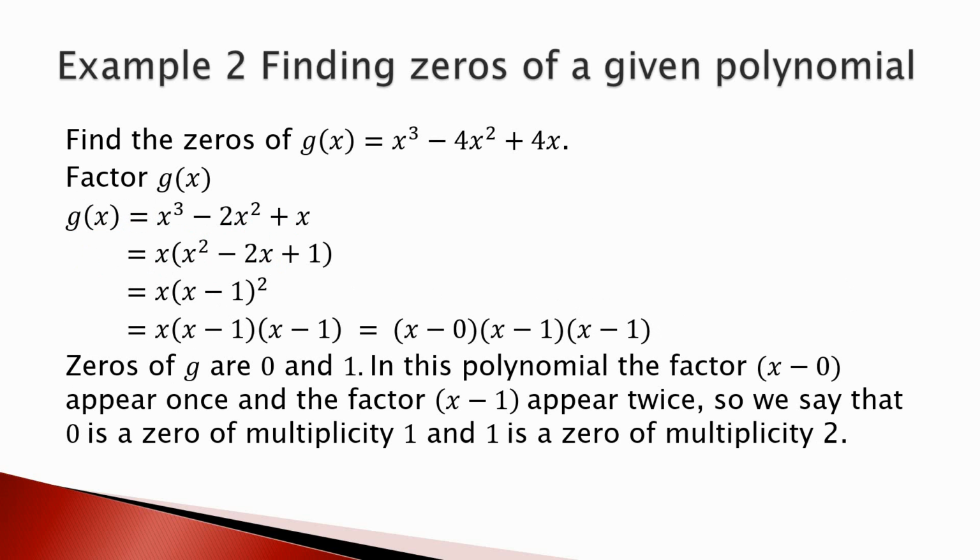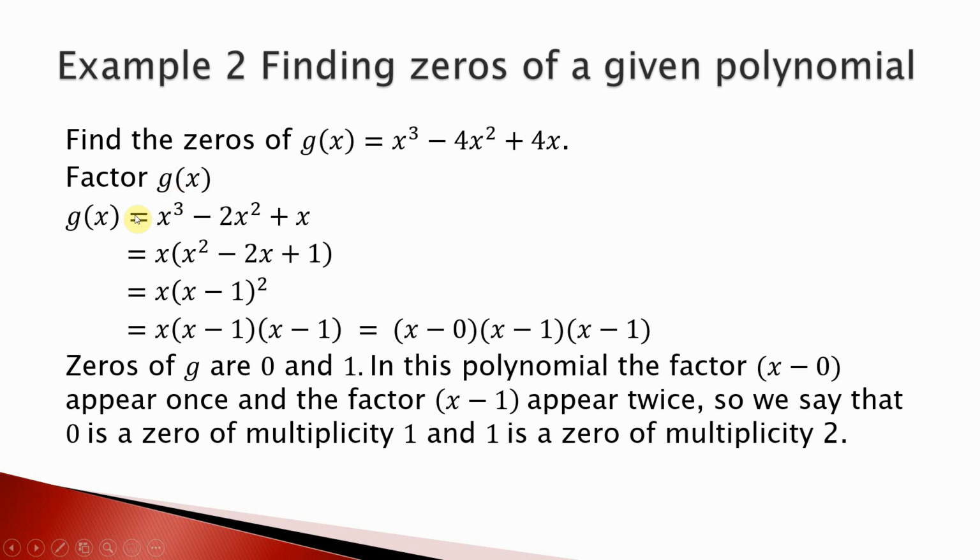Okay. Finding zeros of a given polynomial. Find the zeros of g of x equals x cubed minus 4x squared plus 4x. So again, this problem is something like what we did earlier. You have to factor it and then solve.